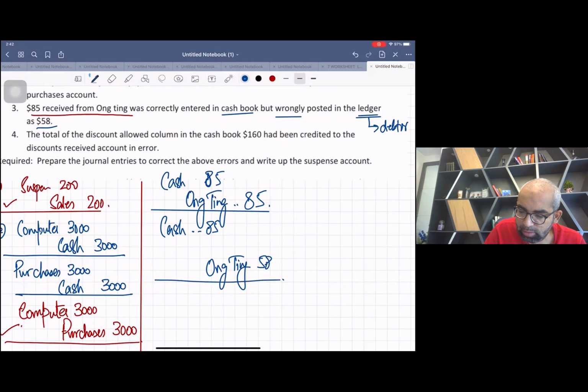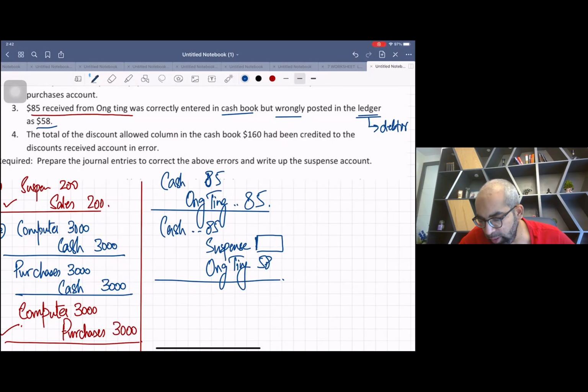So can you see this? In the entry which we made, the two sides are not the same, and whenever both sides of the entry are not the same, your TB is disbalanced, so you will start suspense account here. How much? 85 and 58, the difference is 27.